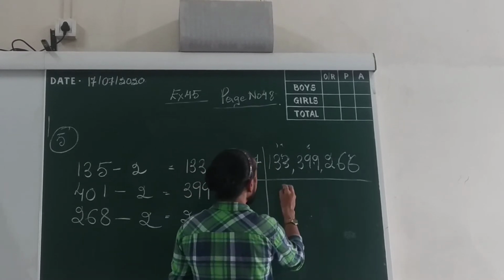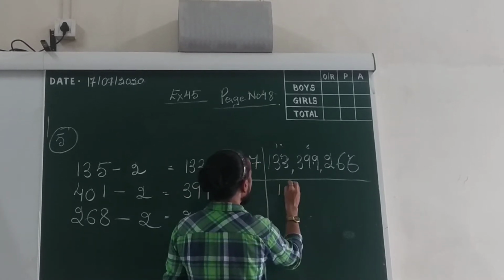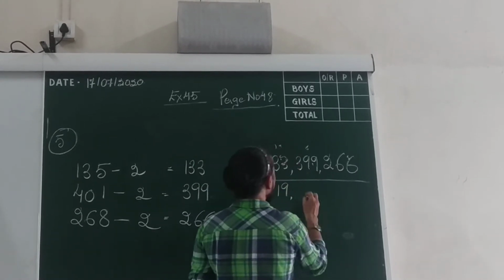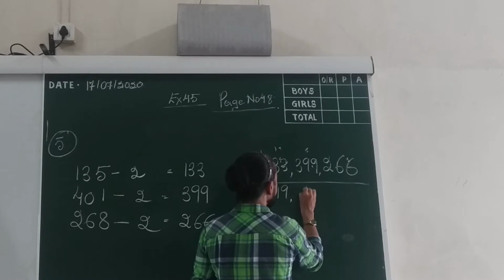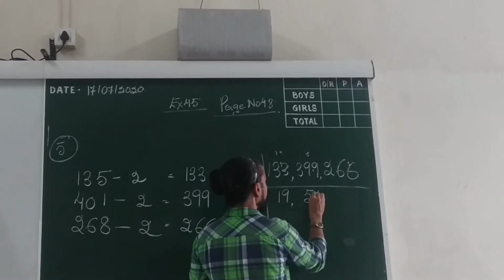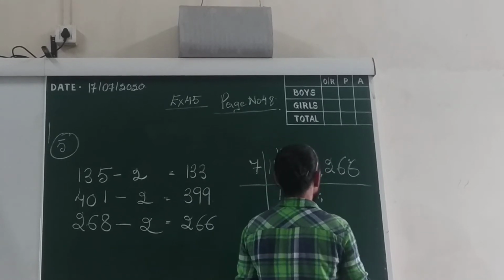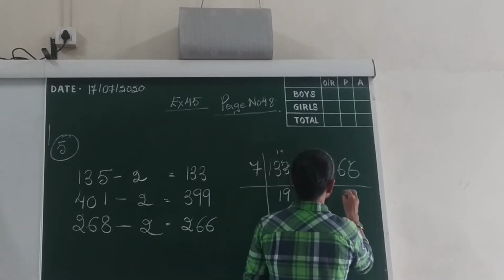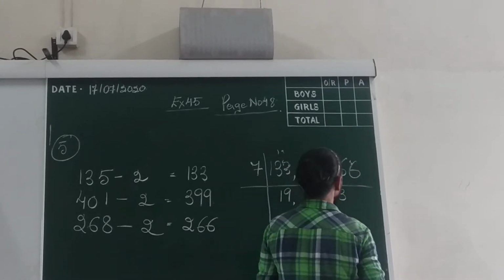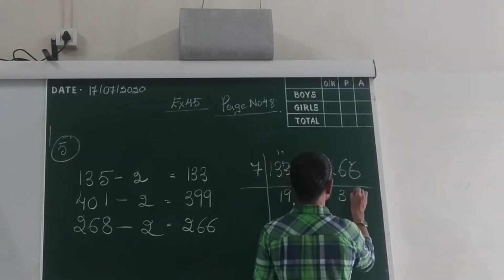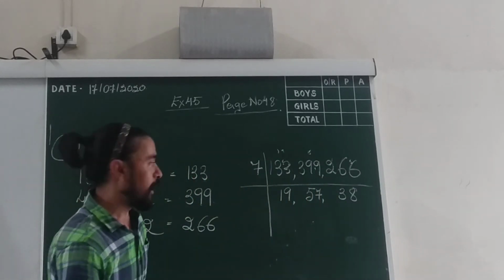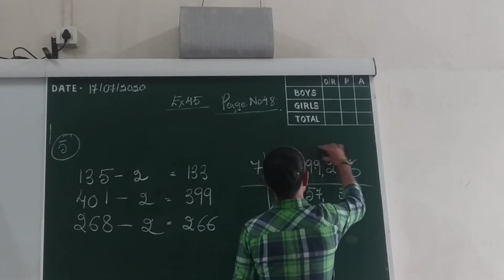7. 7 1s are 7. 7 9s are 63. 7 5s are 35. Remainder 4. 7 7s are 49. 7 3s are 21. Remainder 5. 7 8s are 56. Now, I have done with 7.